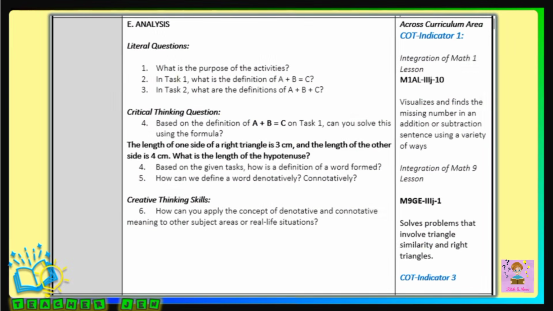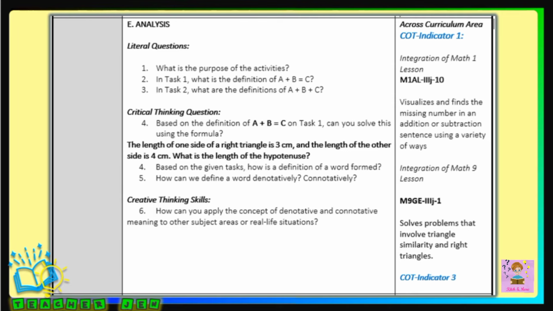Now, in the analysis part, I have here applied the COT Indicator 1, Applied Knowledge of Content Within and Across Curriculum Teaching Areas. The integration of Math 1 lesson asks the students to visualize and find the missing number in an addition or subtraction sentence using a variety of ways. This part here helps students develop their math skills and understand how numbers work together in different contexts.